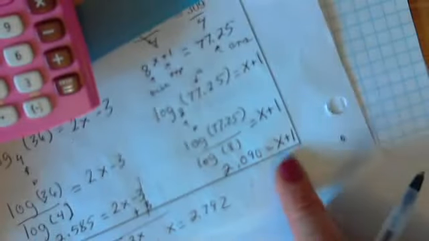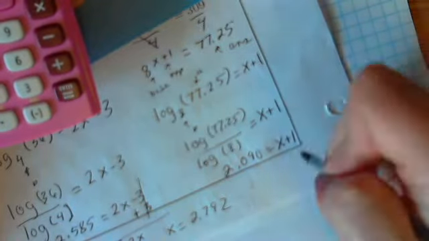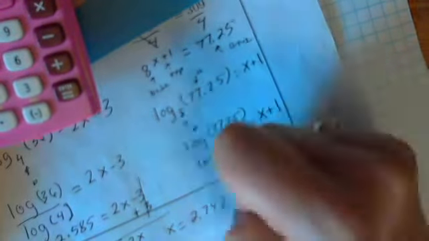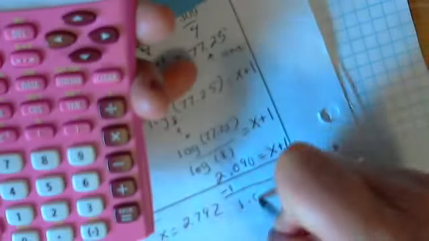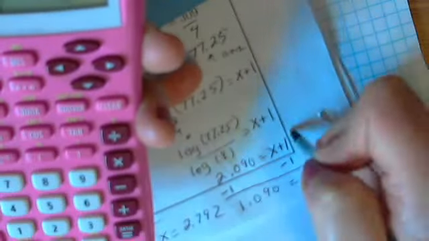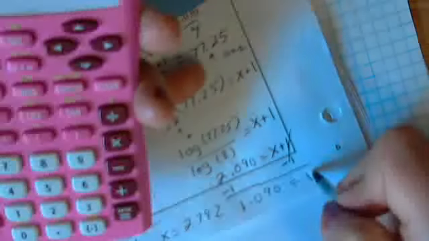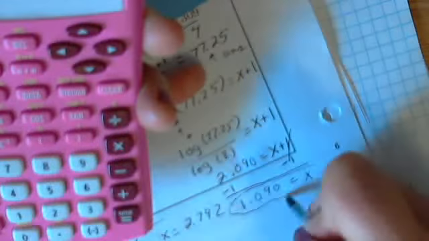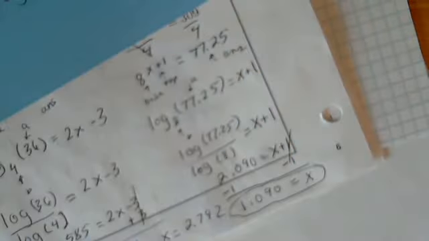Alright? Now, we need to get x by itself. What do we undo? We need to undo plus 1 with subtract 1. Now I still have that number in my calculator, the 2.090, so I can subtract 1 while it's still in my calculator and write down approximately what I get. 1.090 equals, and on the other side I've got x alone. I'm done with this one. There are no more steps.